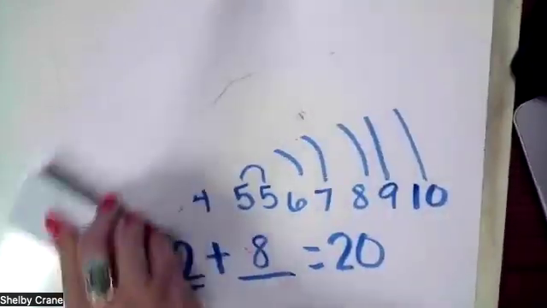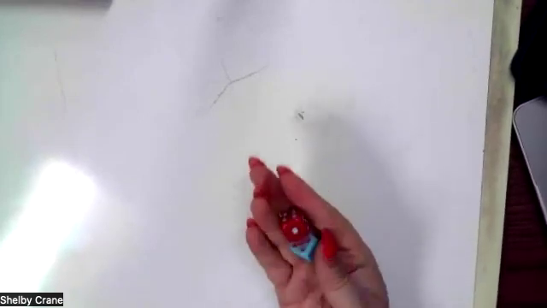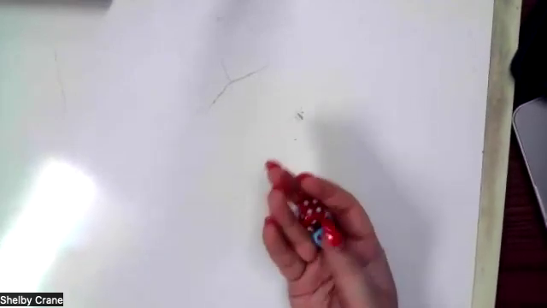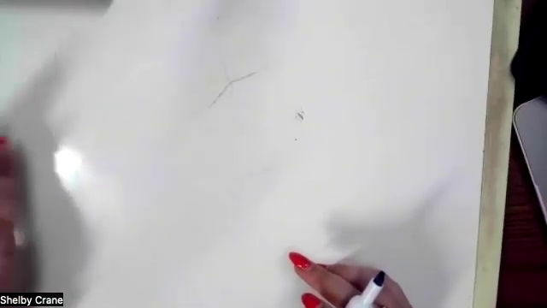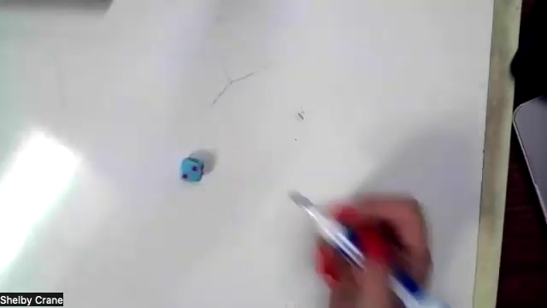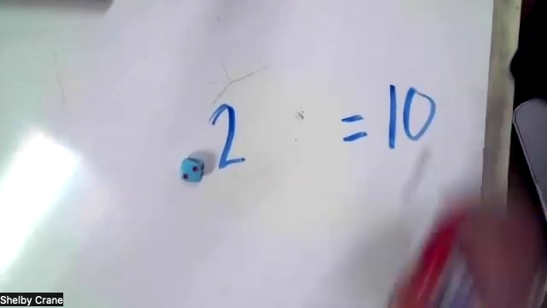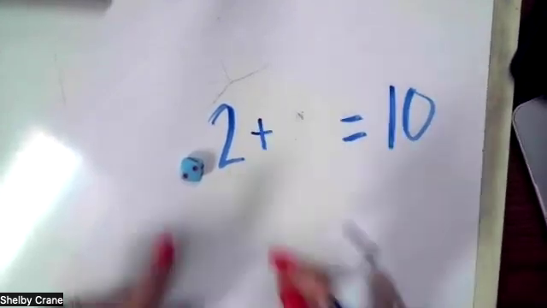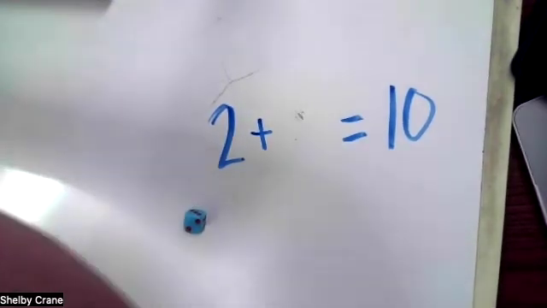Okay, so I have a fun little activity again, just using some dice that you can get at Dollar Tree, or maybe you have a game of Yahtzee hanging around that you can do. So I'm going to start just first with one dice, and so I'm going to roll my dice here. Okay, and I have 2. So I'm trying to always solve who can get me to 10. So I need to know 2 plus who is getting me to 10.